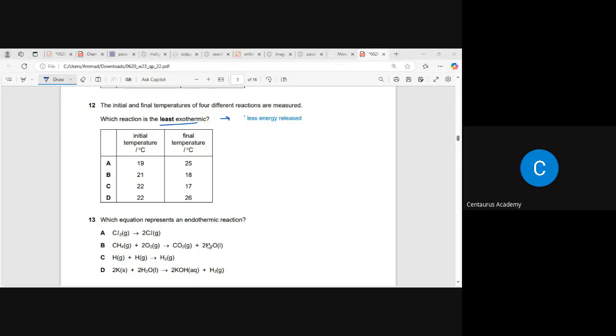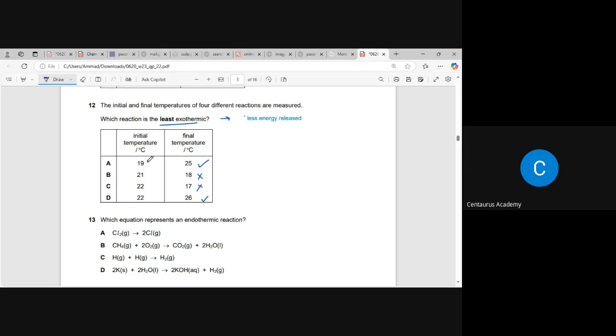Yes, good, Zoya and Aya. D is the right answer here. You're going to look into the temperature changes from initial to final. If you see that the final temperature is increasing from the initial one, this means that it is an exothermic reaction. So only options A and D are exothermic. B and C are endothermic reactions because the final temperature is actually decreasing, right?